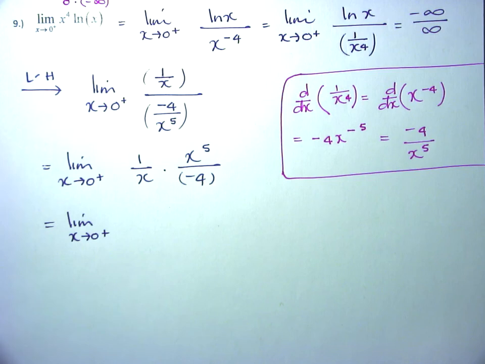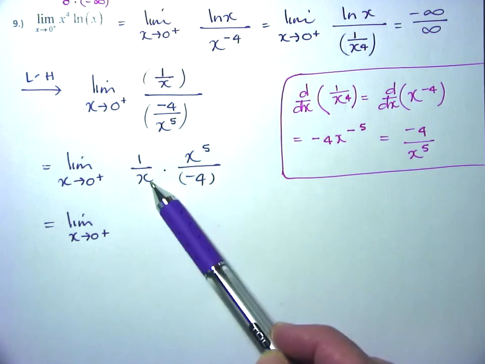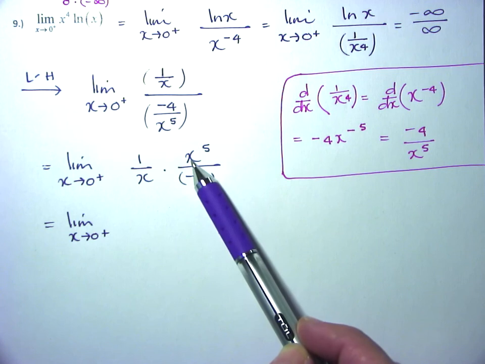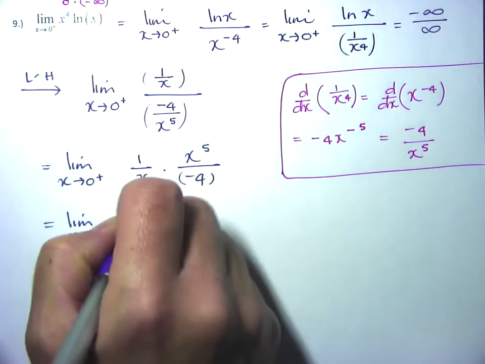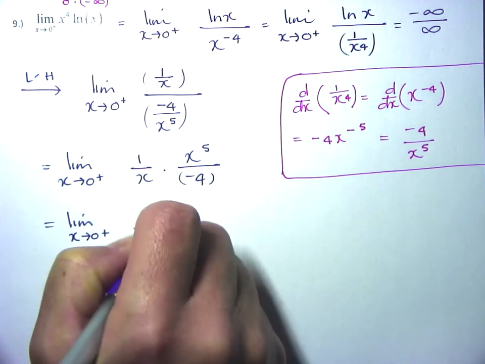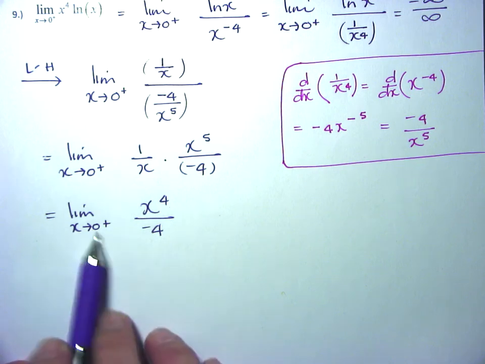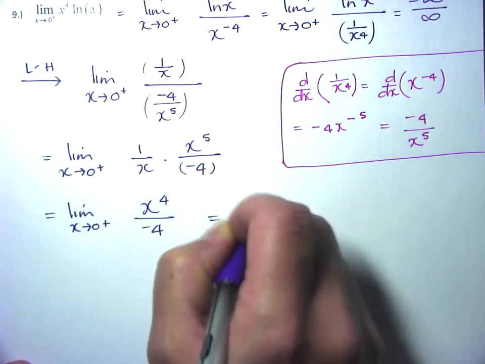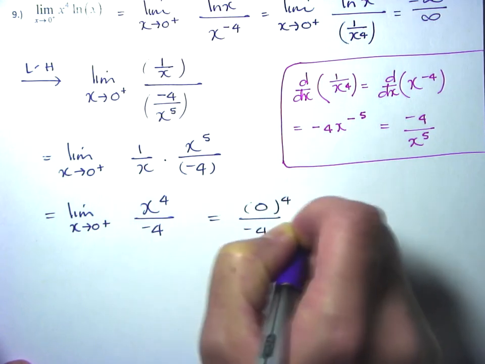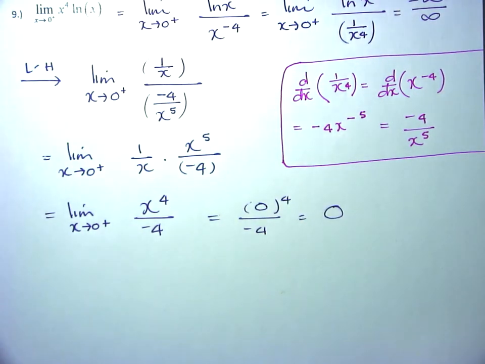All right, what do we have if we clean this up? x to the power 5 divided by x. One of these x's will cancel out, right? And this will be equal to x to the power 4 divided by negative 4. And at this point, we can actually take the limit again. So plug the limit in. If I plug in 0 for x, this is equal to 0 to the power 4 over negative 4, which is equal to 0. All right, questions?